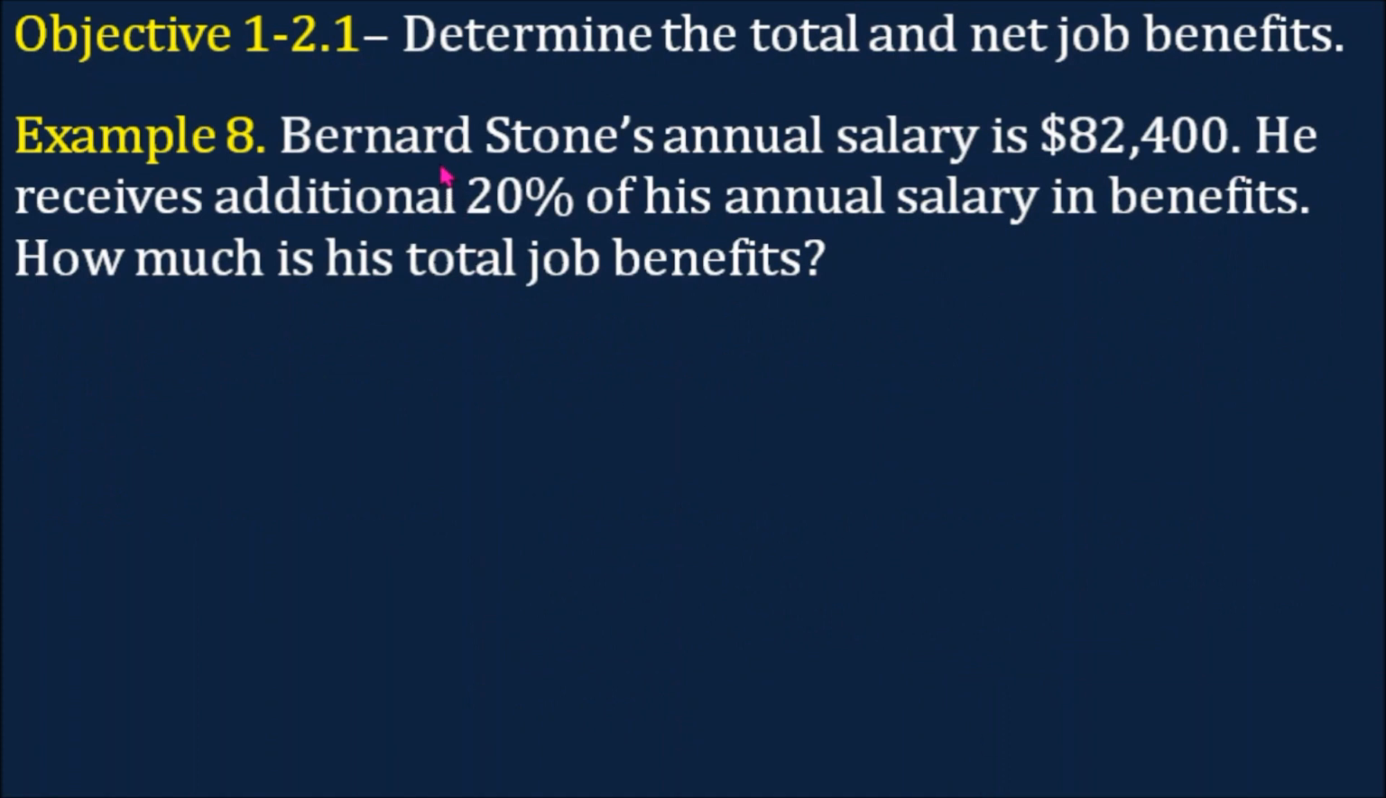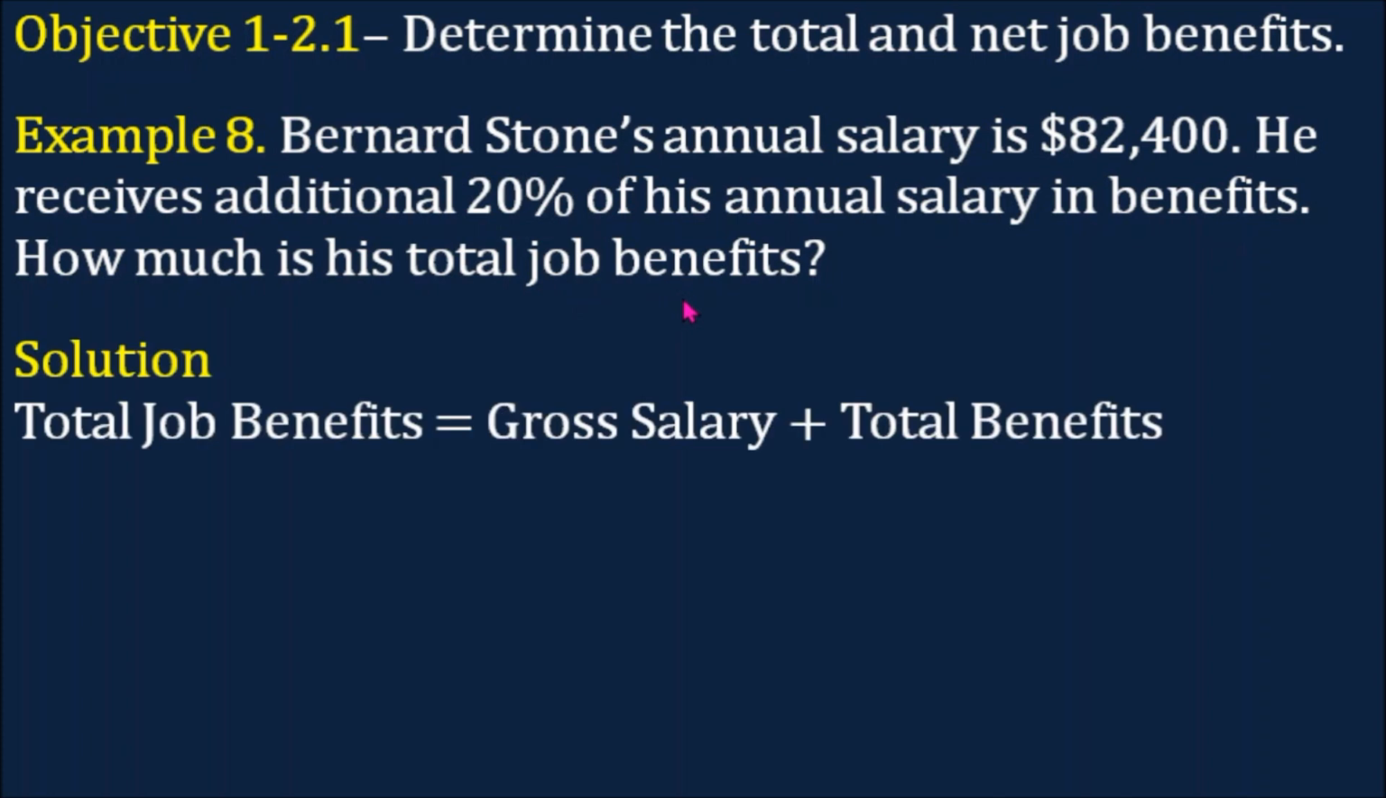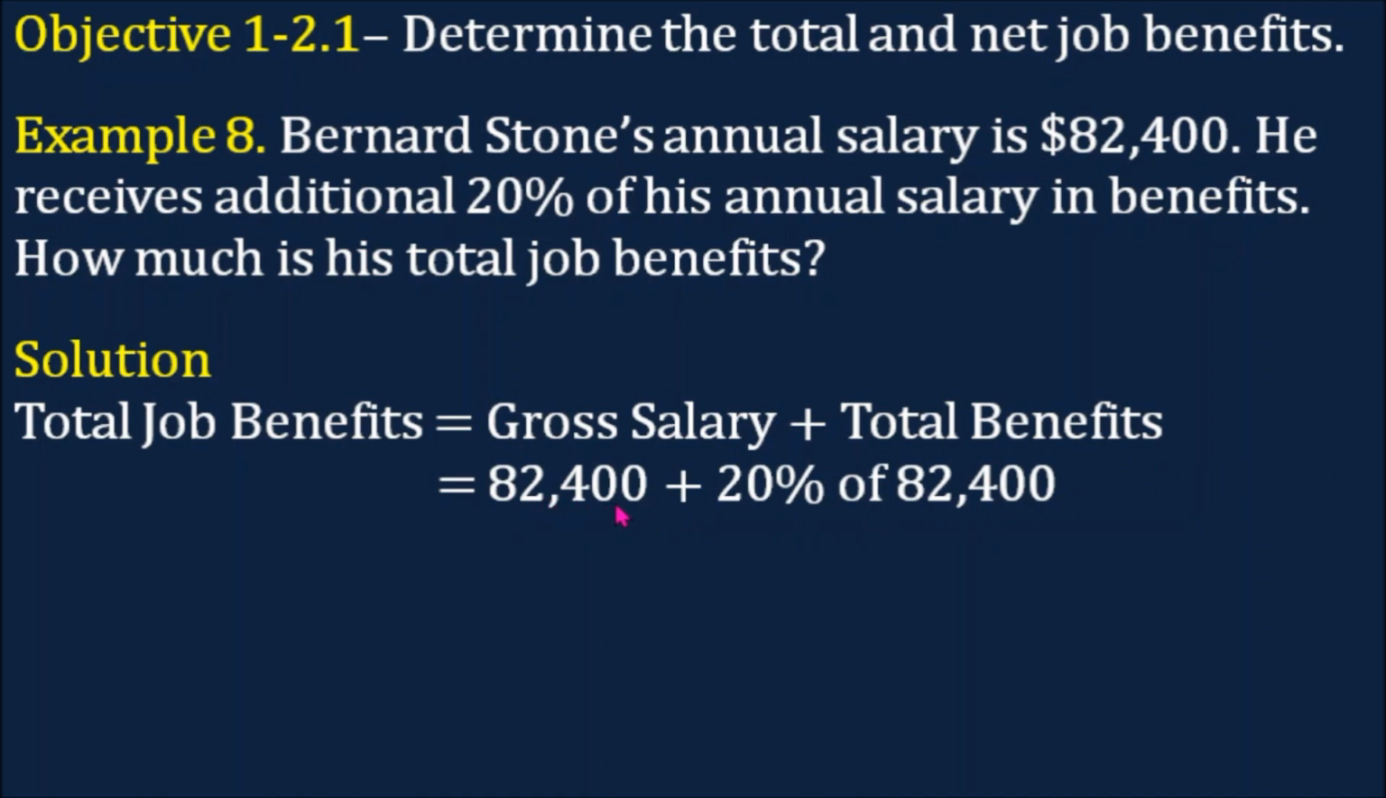Example number 8. Bernard Stone's annual salary is $82,400. He receives additional 20% of his annual salary in benefits. How much is his total job benefits? So this is our formula. Total job benefits equals gross salary plus total benefits. So for the gross salary, it's $82,400. For the total benefits, it's 20% of $82,400. So 20% of $82,400 is $16,480.